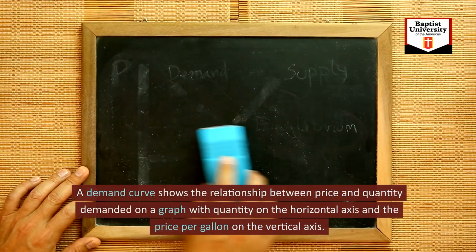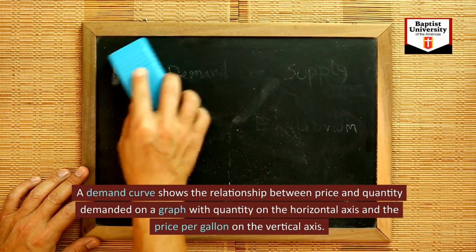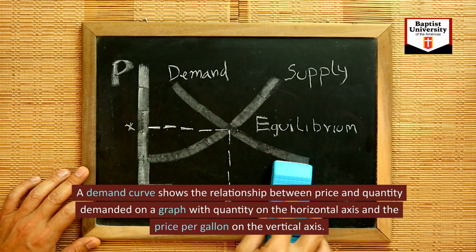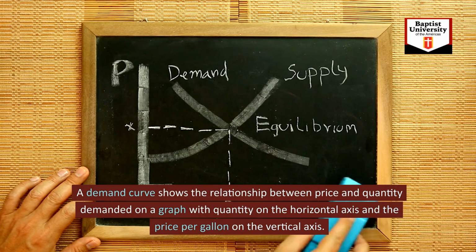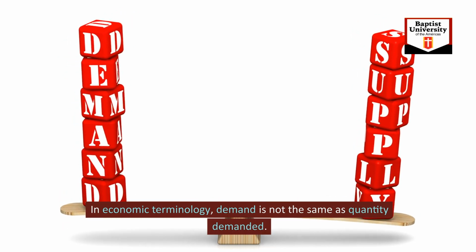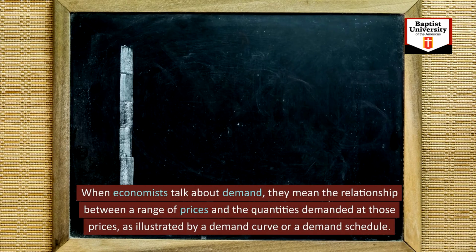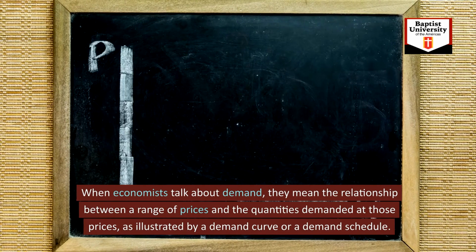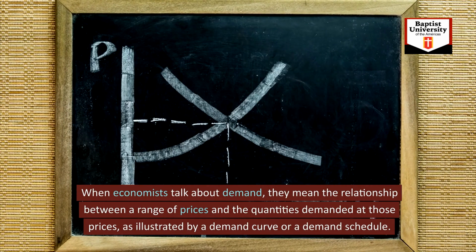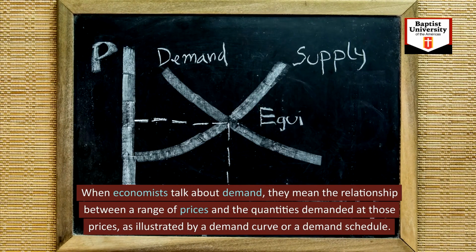A demand curve shows the relationship between price and quantity demanded on a graph with quantity on the horizontal axis and the price per gallon on the vertical axis. In economic terminology, demand is not the same as quantity demanded. When economists talk about demand, they mean the relationship between a range of prices and the quantities demanded at those prices, as illustrated by a demand curve or a demand schedule.